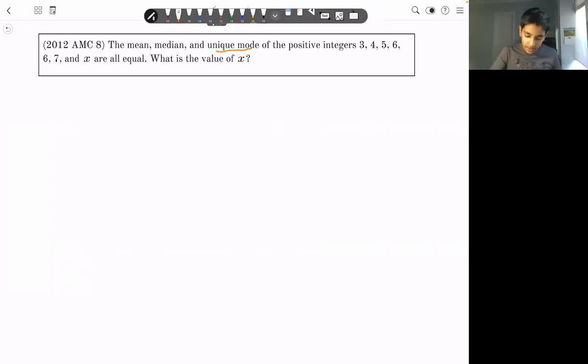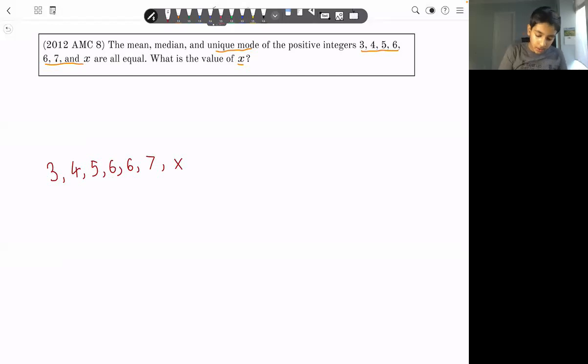So let's continue then. Of the positive integers 3, 4, 5, 6, 6, 7, x, the mean, median, and unique mode are all equal. What is the value of x? So we're already lucky, they gave it to us sorted. So we have 3, 4, 5, 6, 6, 7, x. We don't really know where x is. It can be anything for all that we know right now.